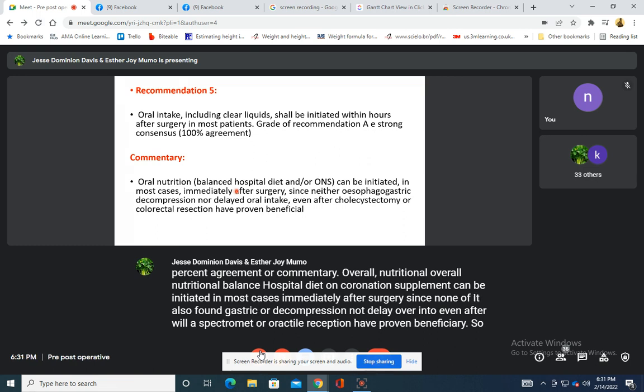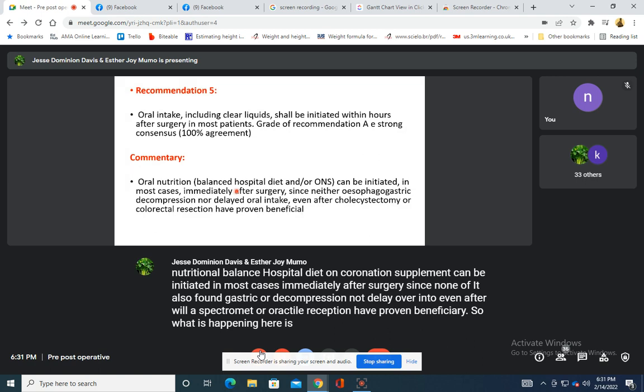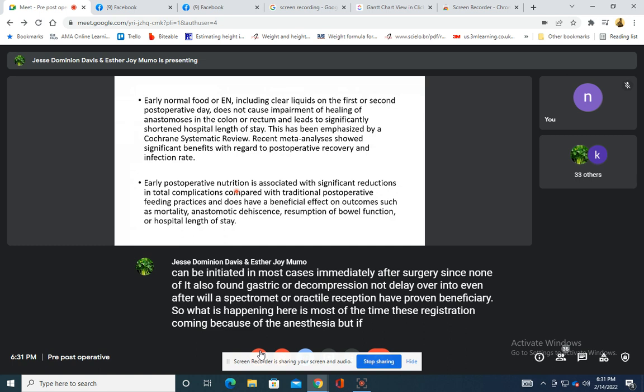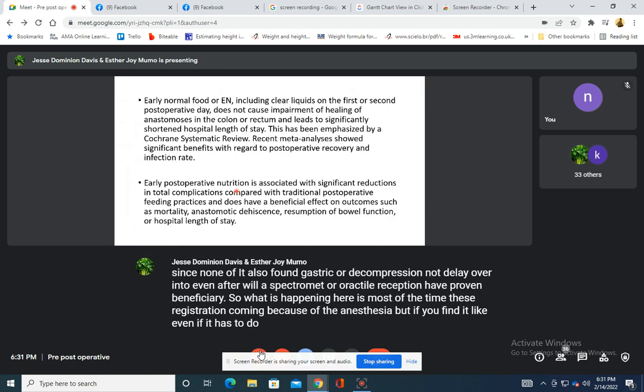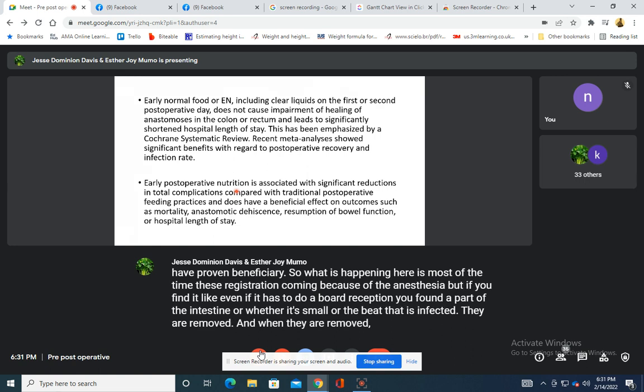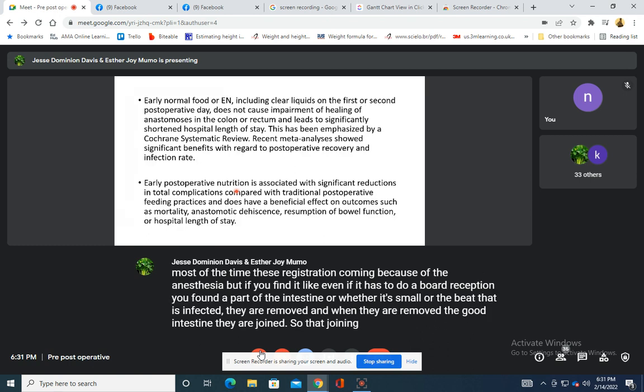So what is happening here is most of the time this restriction comes because of the anesthesia. But if it has to do with bowel resection, a part of the intestine, whether small or big, that is infected is removed. And when it is removed, the good intestine is joined. That joining doesn't really affect anything that has to do with absorption.